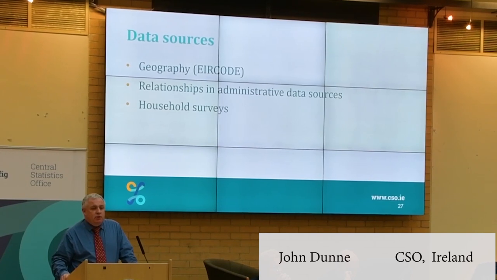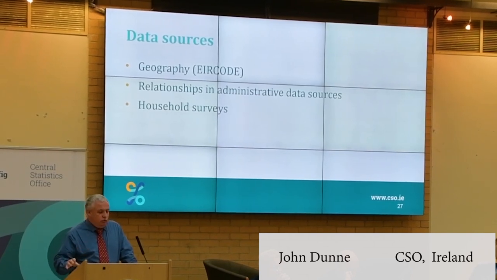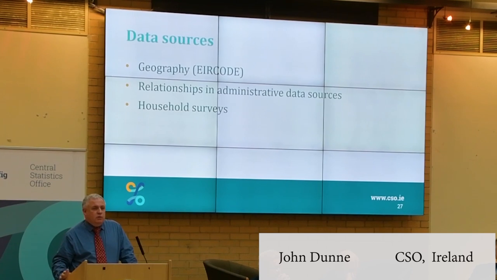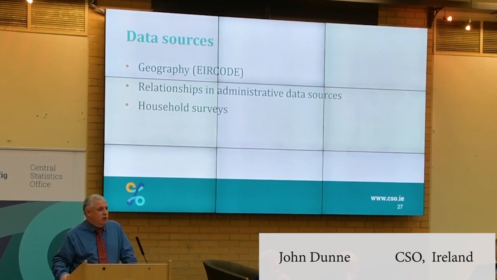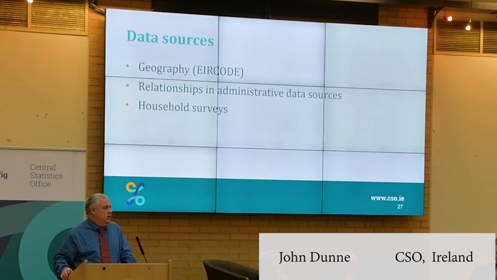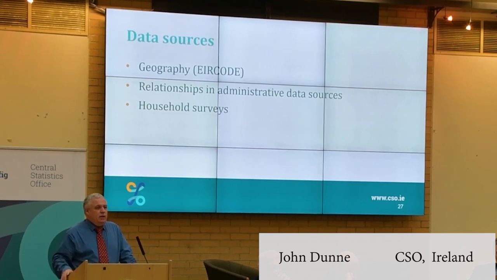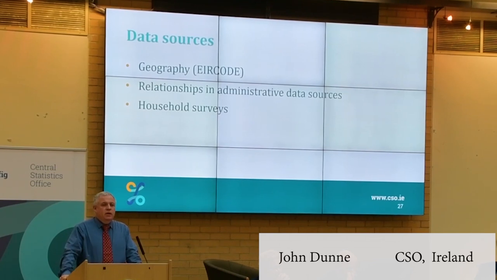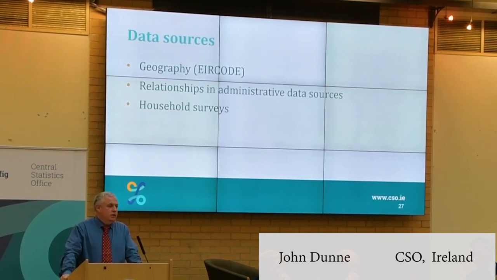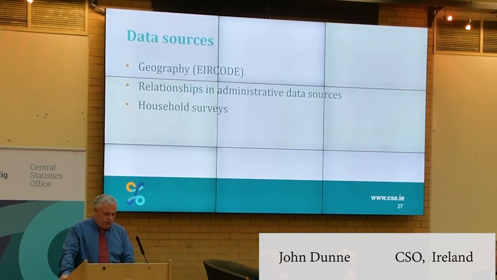Finally then, as a kind of ground truth or truth source, we have our household surveys, or what used to be the QNHS, but now our labour force survey, where we're actually knocking on doors and we can actually see what the household composition is within each of those households that are contacted through our household surveys.